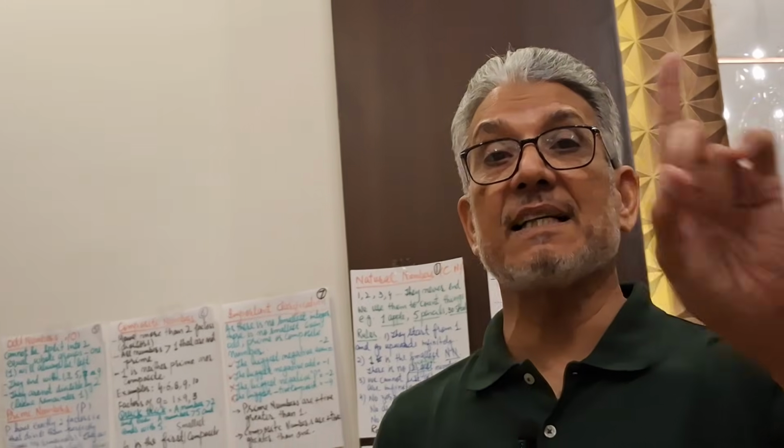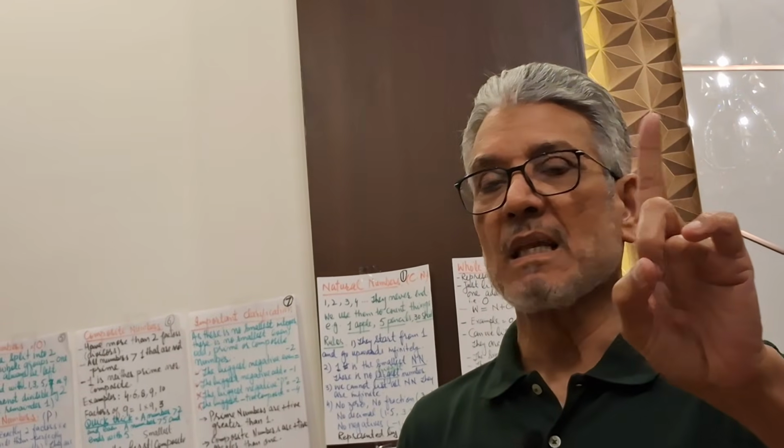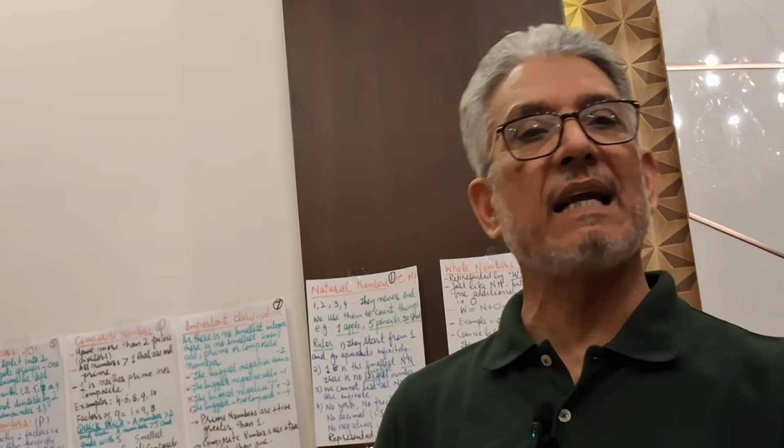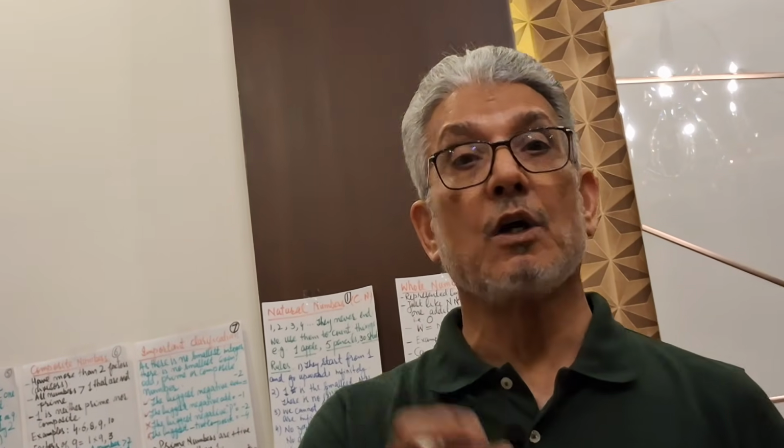3 divides the 9 perfectly, exactly, evenly, leaving no remainder. So 9 is not a prime number because it has more than 2 factors. Similarly, 11 is a prime number because it can be divided only by 1 and itself. Then 13 also. 15 is not a prime number because 15 has more than 2 factors.